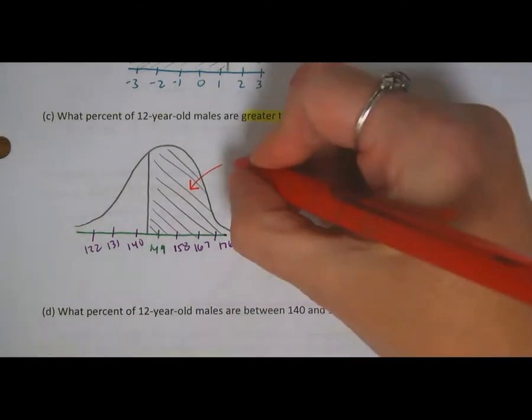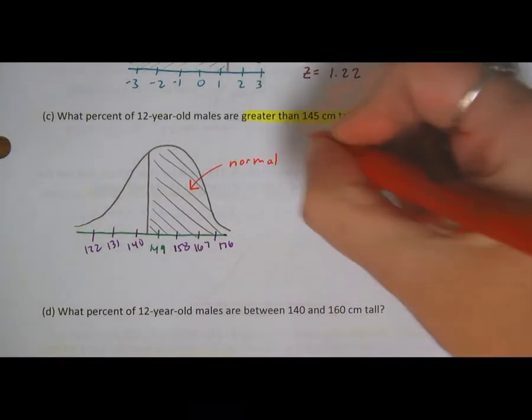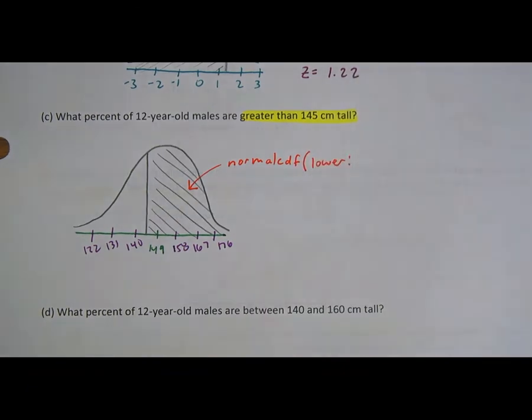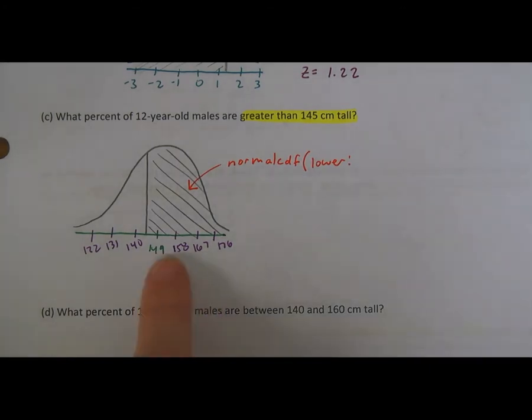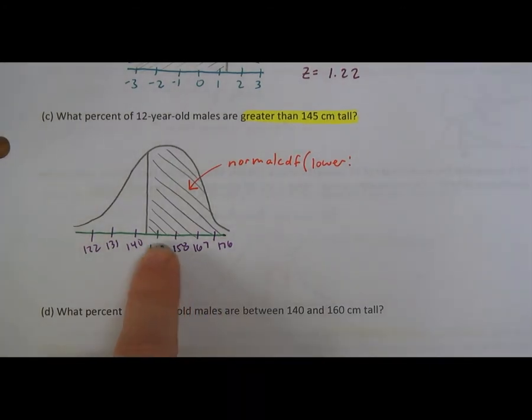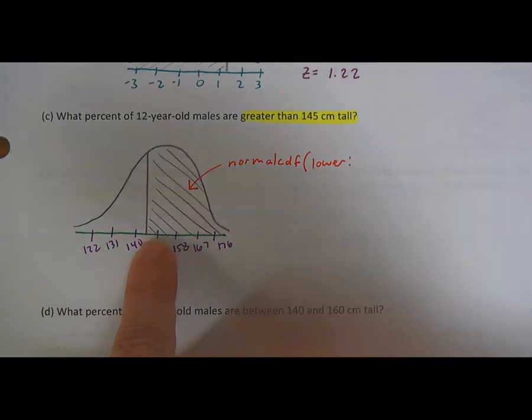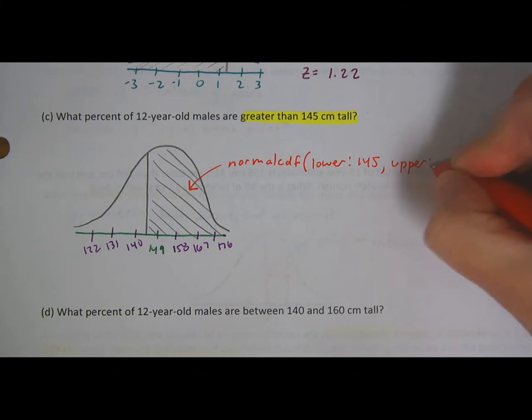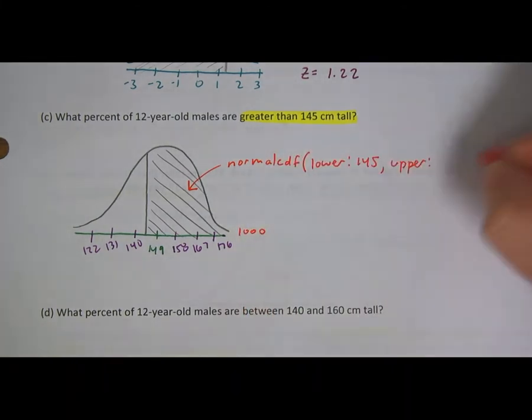I need to tell the AP grader I'm going to go to the calculator and type in normal CDF. My lower is going to be what? Is it -1,000 because that's what we did last time? Look at your picture. It's the whole point of drawing it out. Is the left edge, the lower edge, 145? The upper is 1,000. Very good. Positive 1,000. Mu is still the same that it has been. So is sigma.